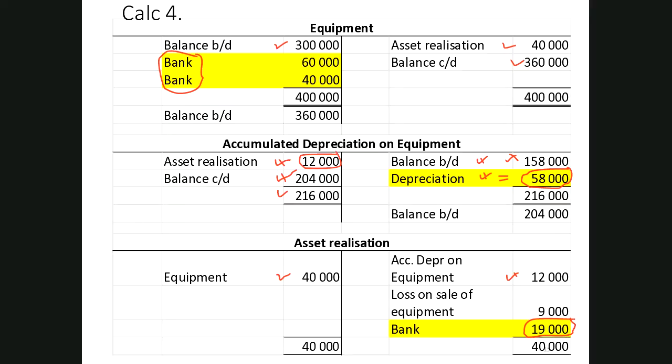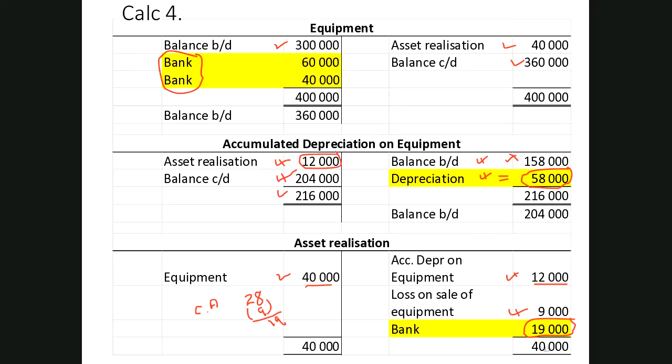If we now go back and look at our asset realization account, they do tell us there's a loss in sale of equipment. That means we're going to credit the asset realization account and debit loss on sale of equipment with 9,000. What we can think about in this question is the asset cost 40 and the accumulated depreciation was 12, which means the carrying amount of this asset was 28,000, okay? The difference between the cost and the accumulated depreciation. So if I made a loss of 9,000, it means I only received 19,000 when I sold this equipment. And you can see that this is the balancing amount here.